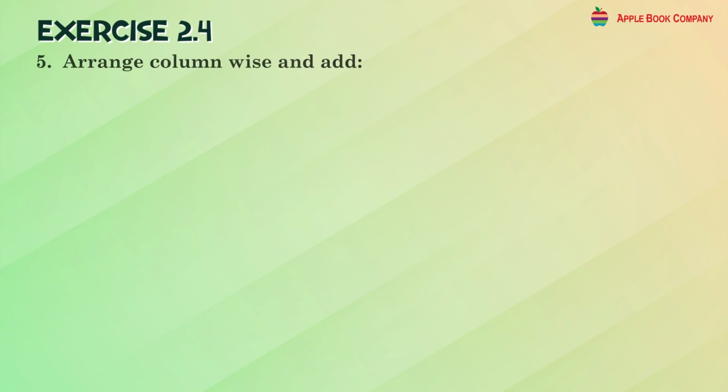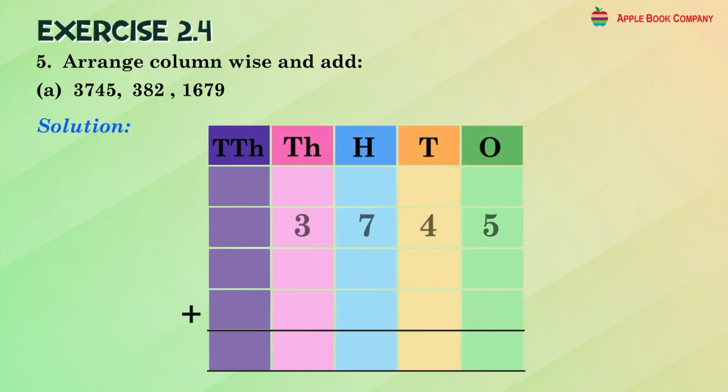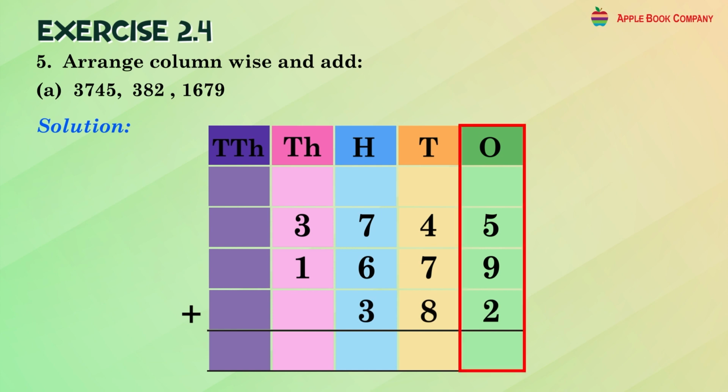Now we've been given a few numbers and we need to arrange them in the correct column and add them. The numbers given are 3,745, 382 and 1,679. Now, it's better if we arrange the column in a descending order, which is 3,745 at the top, then 1,679, then 382 at the bottom, which is 5 plus 9 plus 2 gives us 16.